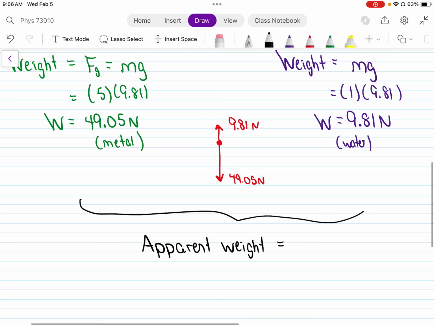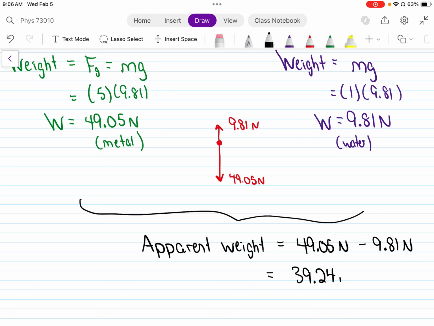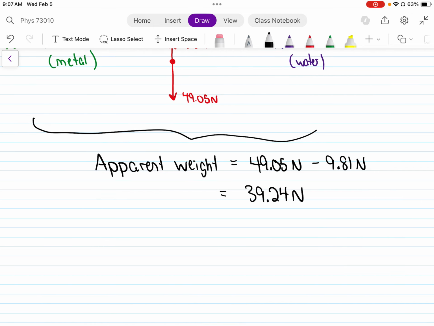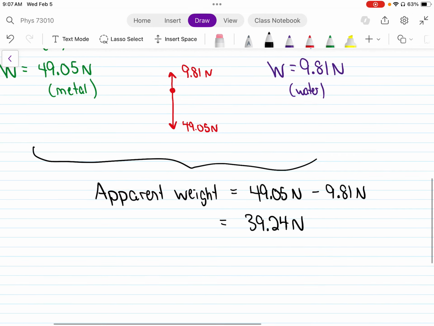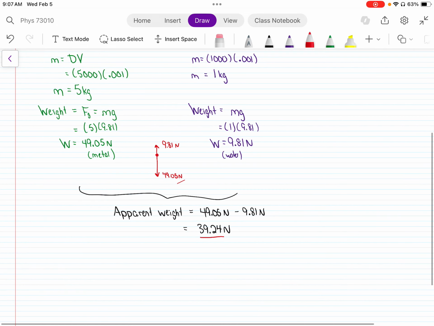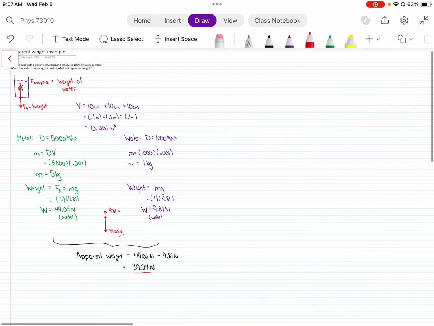So in this case, the winning force is our 49.05, and the buoyancy force, 9.81, gives us a number of 39.24. That is the apparent weight of the metal. If we dump that 10 by 10 by 10 cube of metal into water, instead of taking a force of 49 to beat gravity and lift it, it would only take a force of 39.24 to beat gravity and lift it. That water added a little bit, made it a little bit easier to lift. That is a classic apparent weight question.